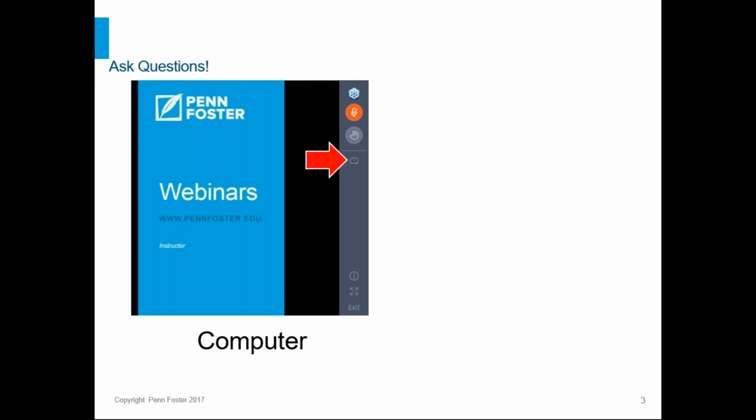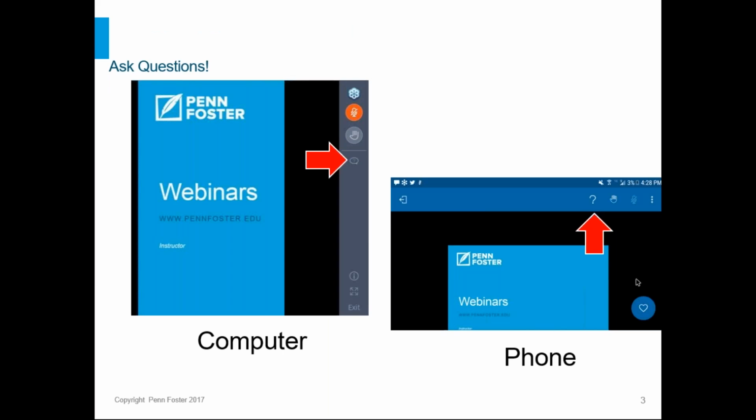And if you're here live, you can ask questions at any time. If you're on a computer, you have a little speech bubble icon, and if you're on a phone or a tablet, you should have a question mark icon. You click on that, and then you'll be able to type in questions. So you can ask me to repeat anything or go back, explain something more. You can ask other questions about this lesson. You're not interrupting if you send any questions, just please ask, because that's what we're here for.